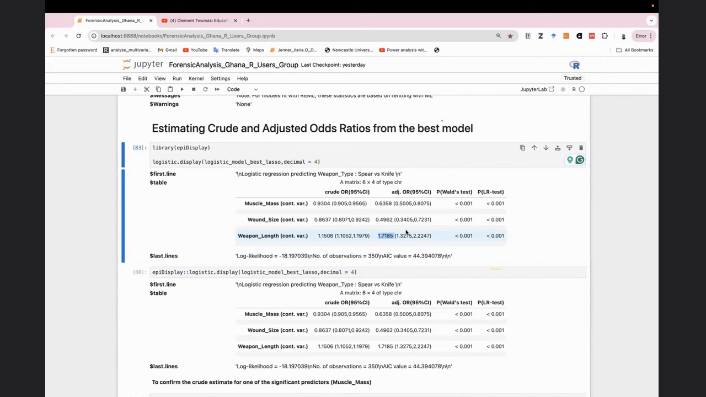But when it is continuous, how we interpret it is very beautiful, though most people don't know the best way to interpret it. So in this case, for muscle mass, the adjusted odds ratio is 0.63, okay?